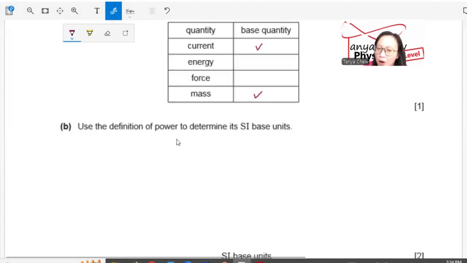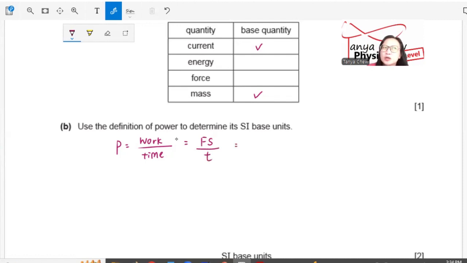B, use the definition of power to determine its SI base unit. So what is the definition of power that you have to recall? Power is defined as work done per time taken. Work I have to break down into simpler units in order to rearrange it in SI base units. So work is defined as the product of force and distance moved in the direction of the force, divided by the time. And force, if I want to remember better, I just put F equals MA, F equals MA times the distance over time.